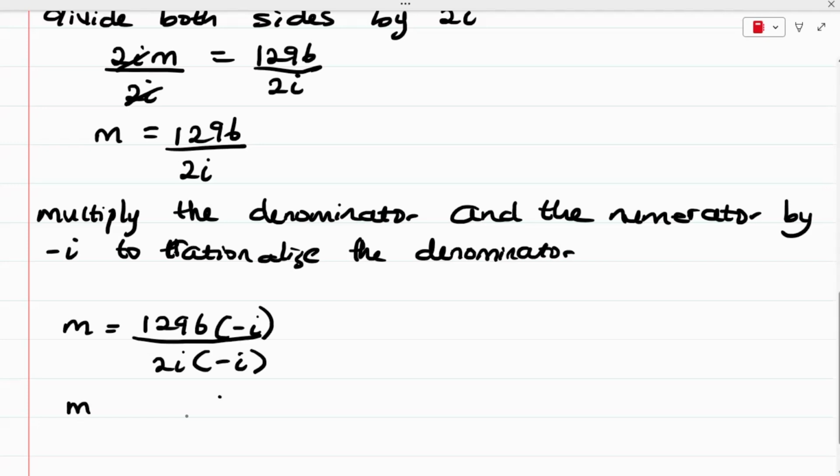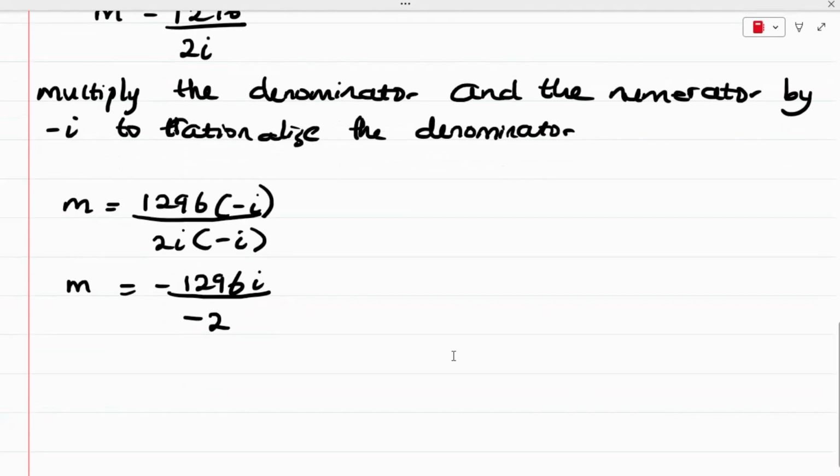From this, we have m is equal to negative 1296i over minus 2, because i times i is i squared, which is negative 1. So therefore we can say that m is equal to minus 1296i divided by minus 2, which is 648i, and this becomes the final answer.